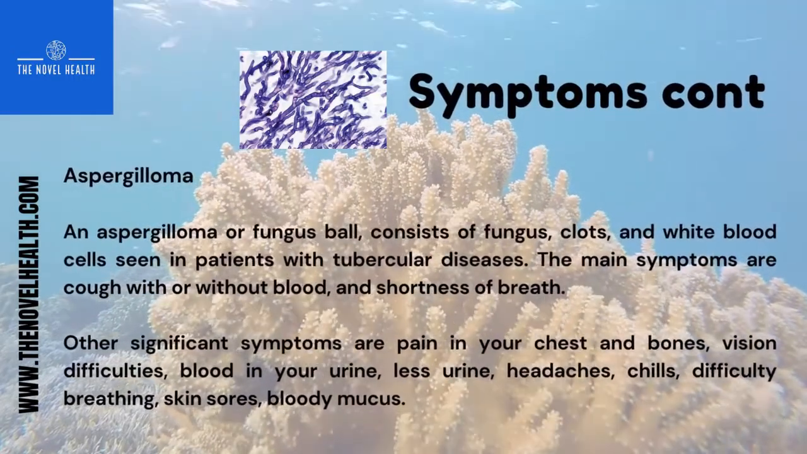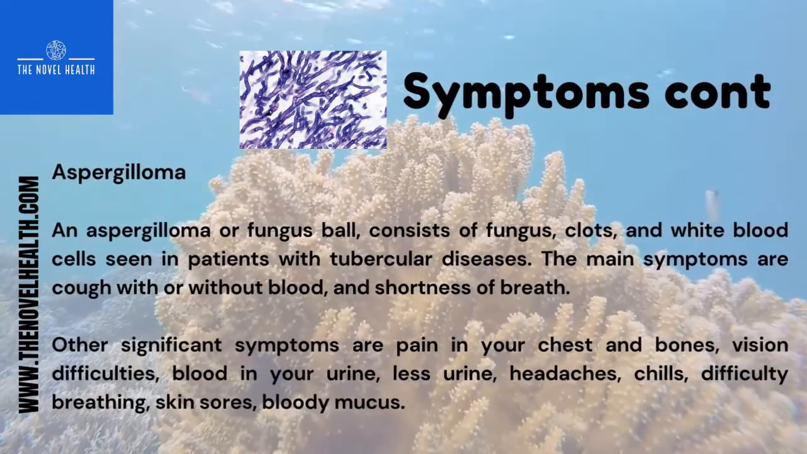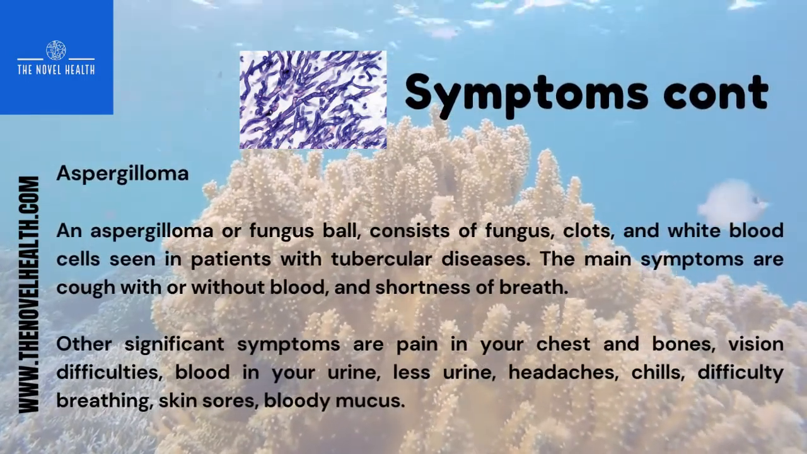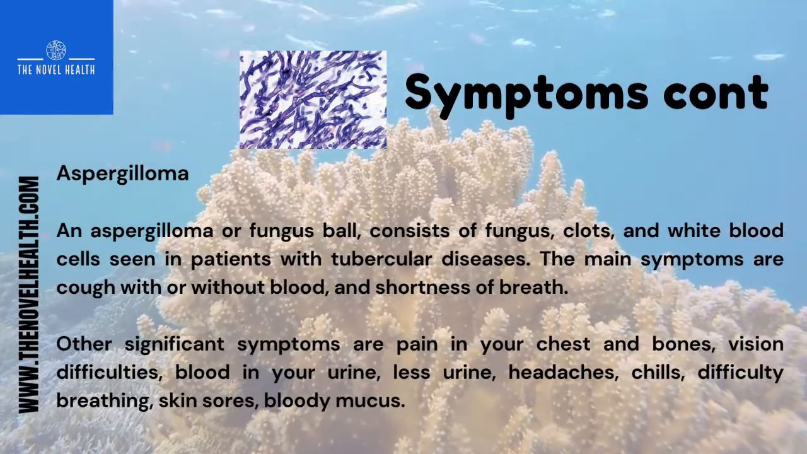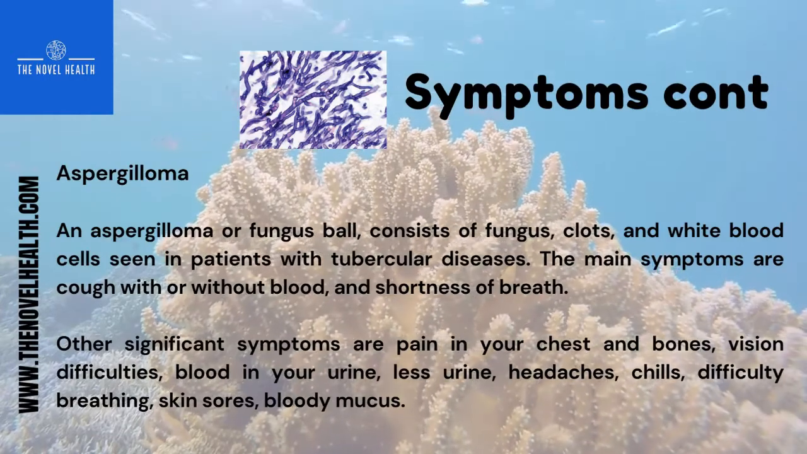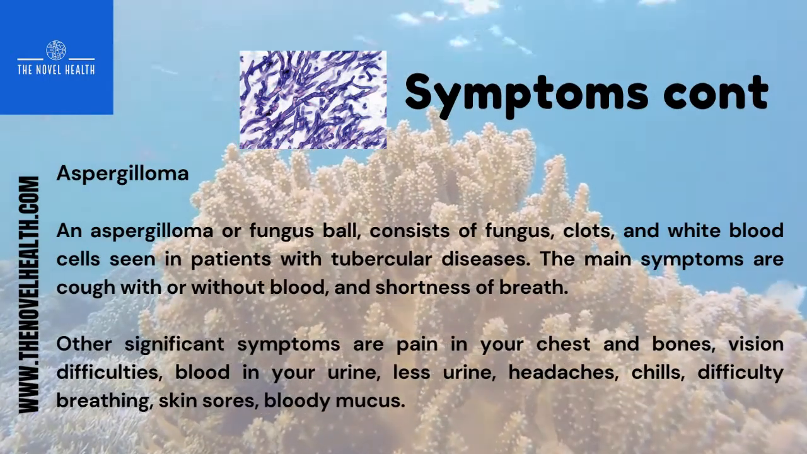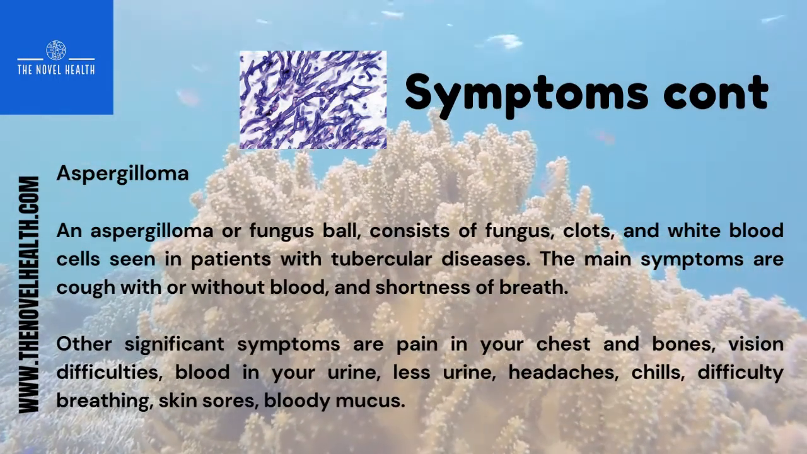Aspergilloma, or fungus ball, consists of fungus, clots, and white blood cells in tubercular diseases. The main symptoms are cough with or without blood, and shortness of breath. Other significant symptoms are pain in chest and bones, vision difficulties, blood in urine, less urine, headaches, chills, difficulty breathing, skin sores, and bloody mucus.